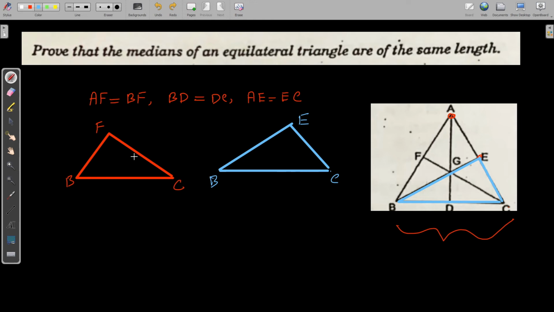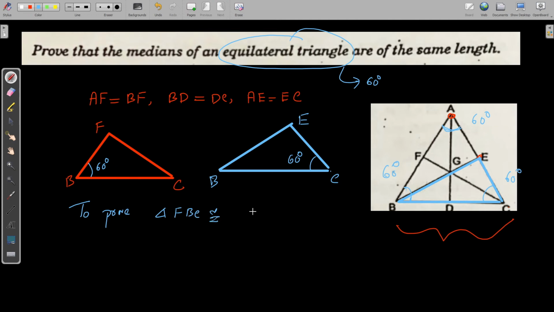If these two triangles are congruent, that means automatically we can say FC is equal to BE, right? Now, before that, it's an equilateral triangle. In an equilateral triangle, what happens? All angles are 60 degrees, right? That means angle A is 60, angle B is 60, and angle C is 60. That means this angle is how much? This angle is 60 degrees. This angle is 60 degrees. Right? Now let's see if you can prove these two triangles are congruent. So we have to prove triangle FBC congruent to triangle ECB.